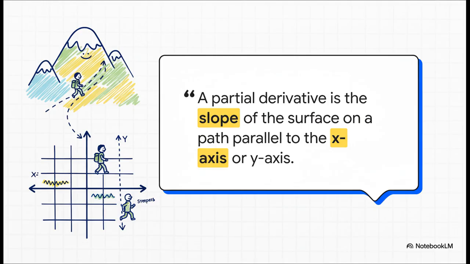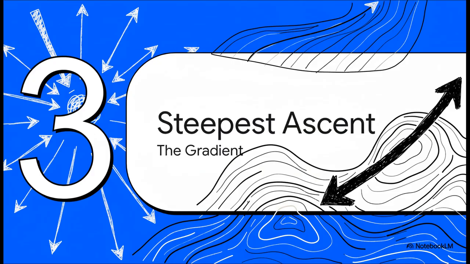The partial derivative with respect to x, that's the steepness you'd feel if you only walked east or west. The partial with respect to y, that's the steepness if you walked purely north or south. It's your slope, but in two very specific directions. Now, those two directions are super useful, but let's be honest, we have infinite directions we could choose from. To handle that, we're going to need a much more powerful tool, and that tool is the gradient.